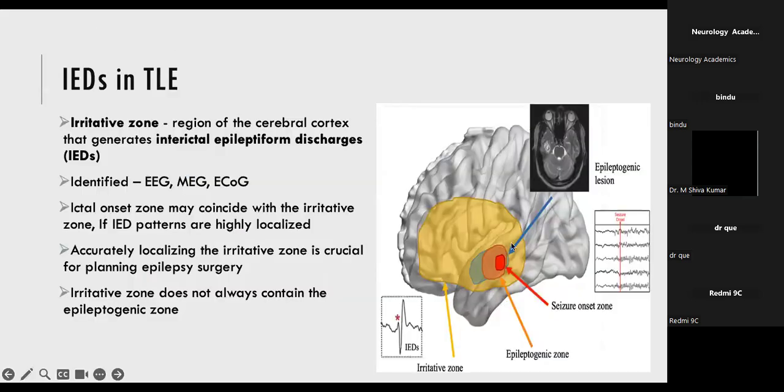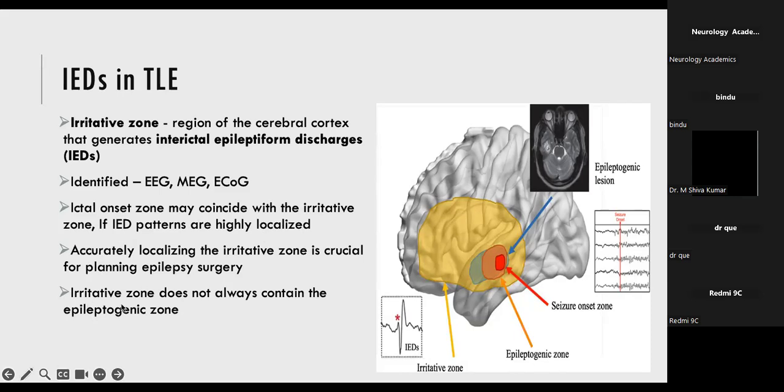Coming to IEDs in TLE. Interictal epileptiform discharges are generated from the irritative zone. They are identified by EEG, MEG, or electrocorticography. The ictal onset zone may coincide with the irritative zone if IED patterns are highly localized. Like the irritative zone and ictal zone can be the same if the IEDs are highly localized, and accurately localizing this irritative zone is crucial in epilepsy surgery.